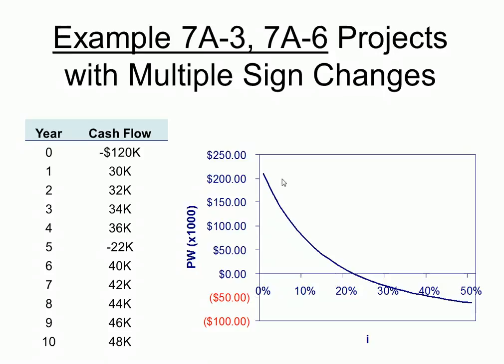However, if you look at the present worth, again multiplied by 1,000 and in thousands, we'll plot them. This is the type of curve that we're going to get. So we can see till 50% we get a single root there between 20 and 30, a little after 20, so maybe around 23% or something like that.